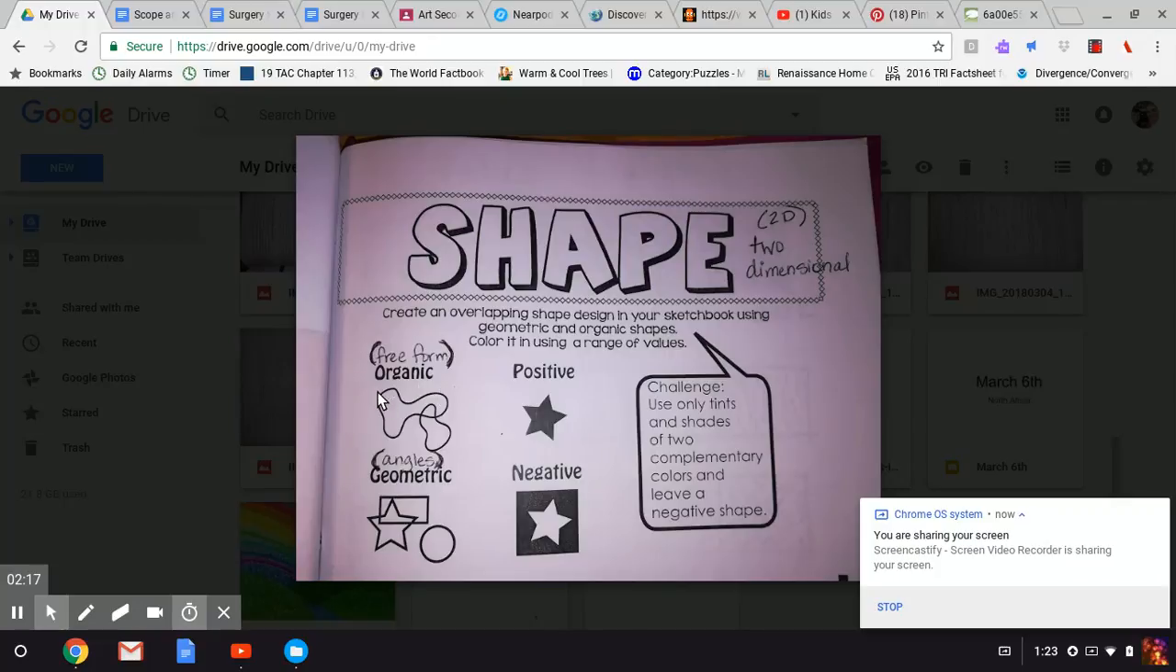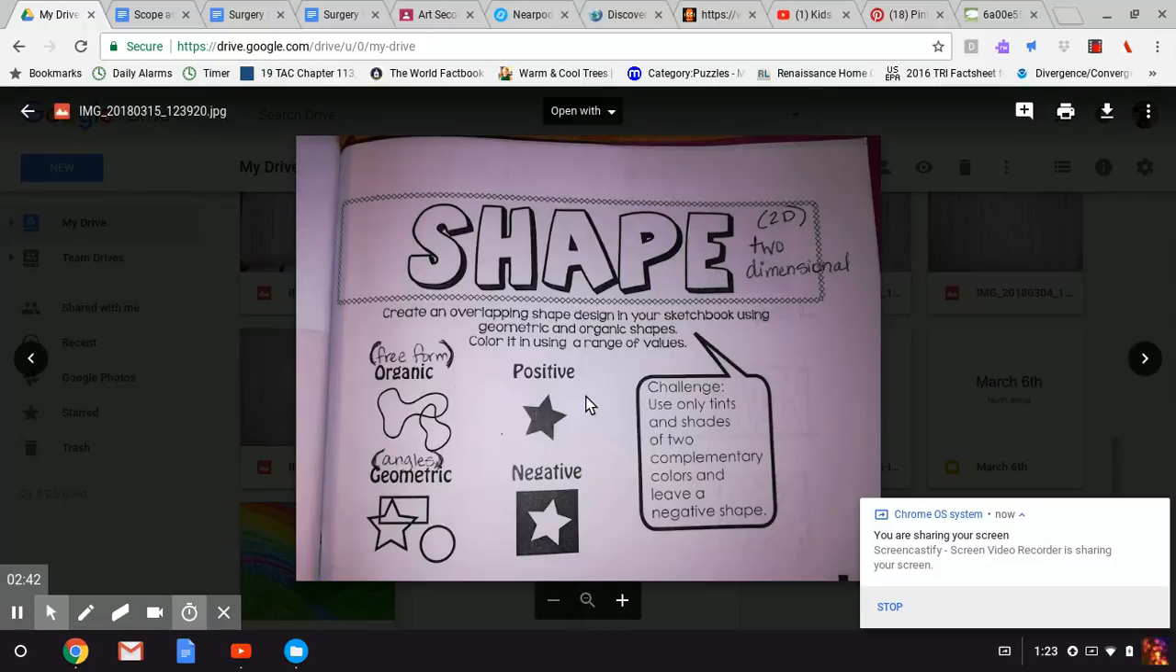Organic is just free form. Now, these are going to be the squiggly shapes. Okay, if it doesn't have a perfect name like a star or a circle or a rectangle or a square or a triangle, then it's going to be an organic shape, which is where you're just kind of free-handing it with your line. Okay, organics are free form and geometric are the angular ones like you'd use in math class.